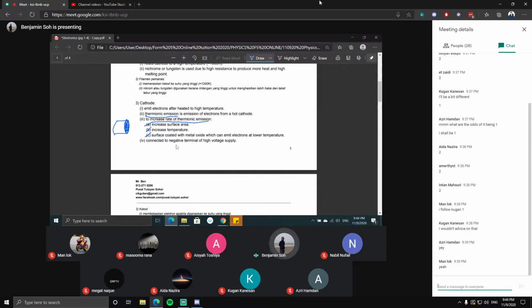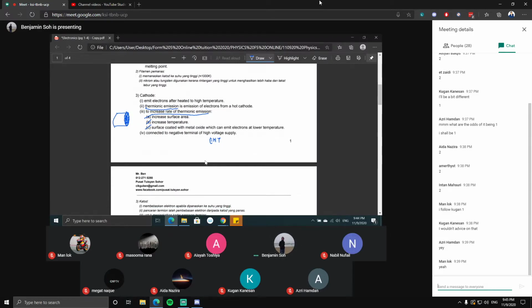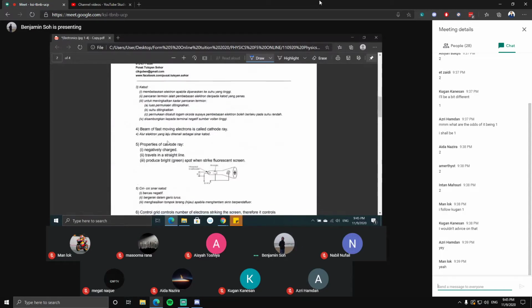Okay. And cathode, you must connect to negative terminal, isn't it? That's why I call it cathode. Negative terminal of the high voltage supply, the EHT just now. Okay. Isn't it high voltage? Right? Okay. Then the beam of fast moving electrons, we also can call it as cathode ray. Correct. Okay. Properties of cathode ray.